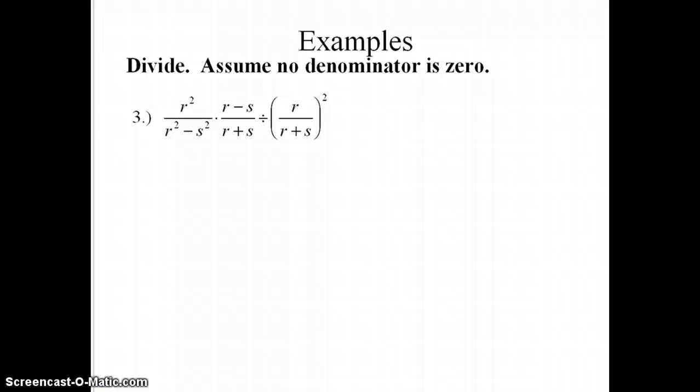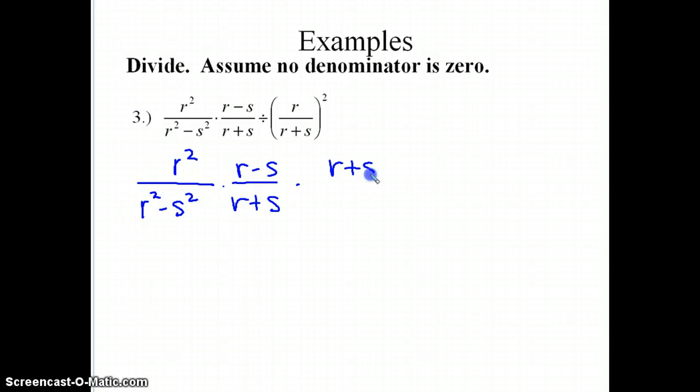Okay, moving on to example number 3. Once again, I have 3 fractions. Like the last time, I will rewrite the first 2 fractions. And then I will change the division to multiplication here. And then write the reciprocal. I will apply the exponent rule. So this becomes r plus s squared. And then r squared. I will now cancel what I can here. I have r squared and r squared.